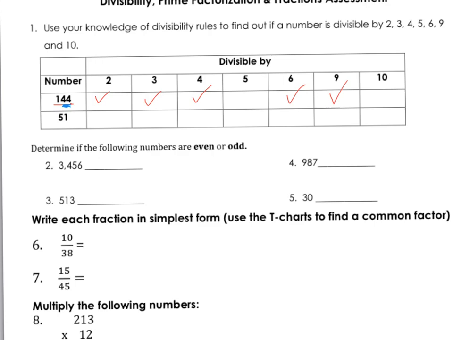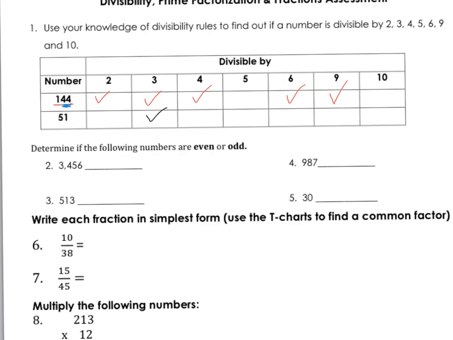Okay, now let's do 51. Is 51 an even number? No, it's not. It's odd because the last digit is odd. Okay, for 3, let's add up 5 plus 1. 5 plus 1 equals 6 when you add those together. And is 6 divisible by 3? Yes.